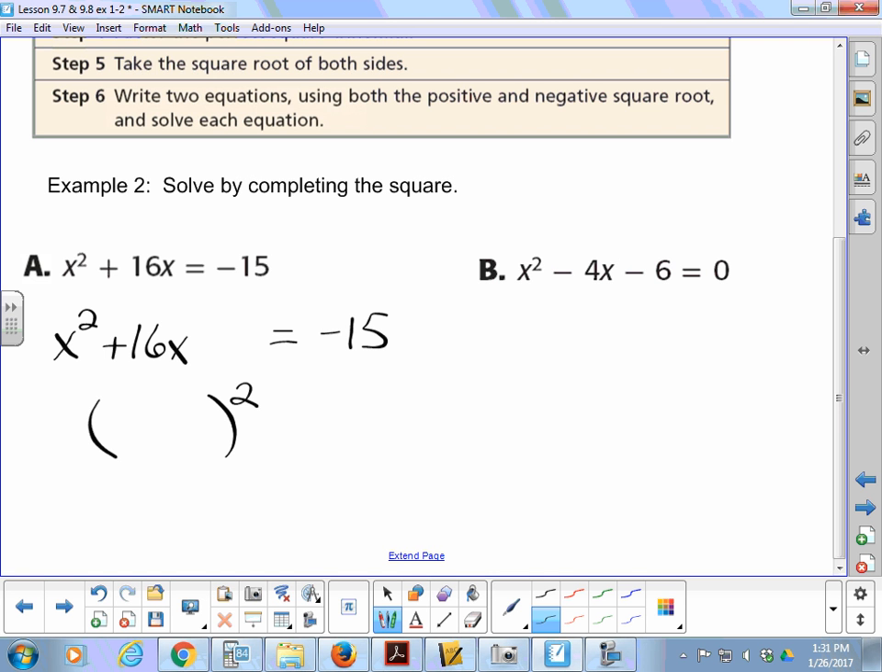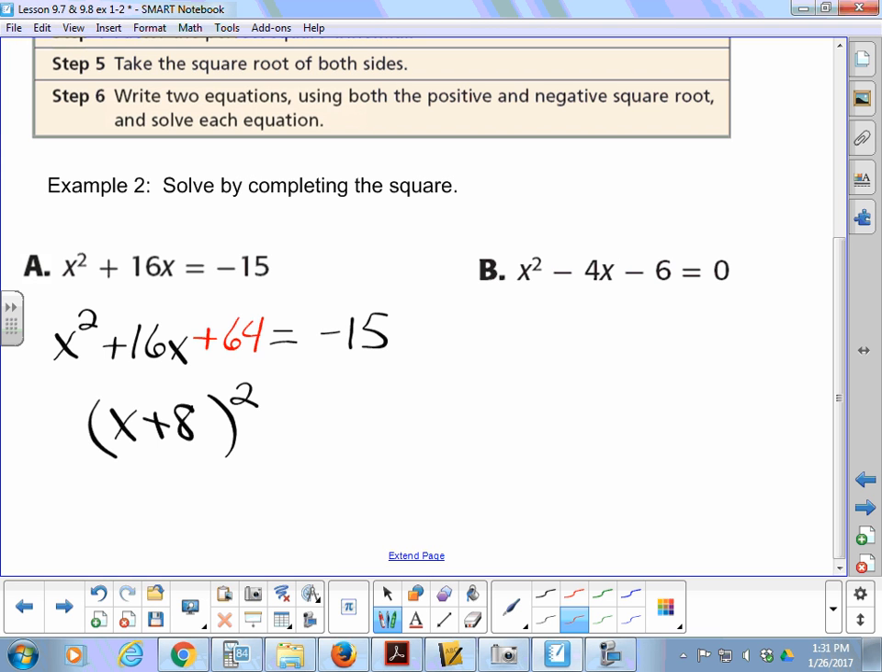And then we're going to do what we just did. We're going to complete the square on the left-hand side. So Aaliyah, what goes in the parentheses? Okay, so we put x plus 8 here, inside the parentheses, because half of 16 is 8. Now, we need to square that 8, and we're going to add 64 then to the left-hand side.